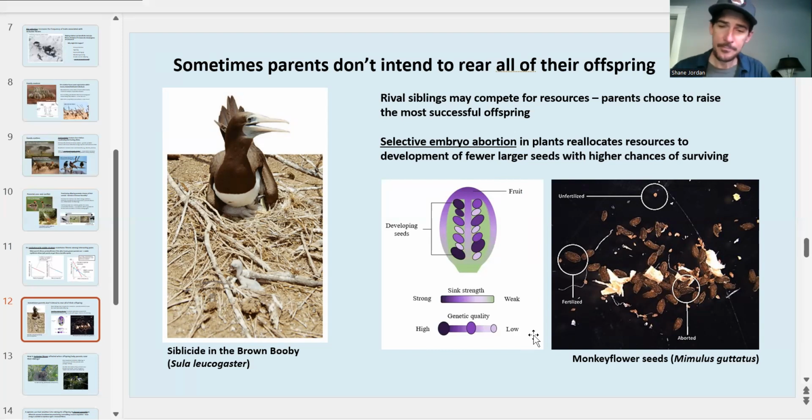And we can see an actual picture of how this might play out in these monkey flower seeds here, where some of these seeds were properly fertilized, some of these seeds never got fertilized, and then some of these seeds that were fertilized that probably were of low genetic quality were aborted. So in this case, plants are producing lots and lots of seeds, potentially able to make a lot of offspring, but they're not equally provisioning resources into all of those.